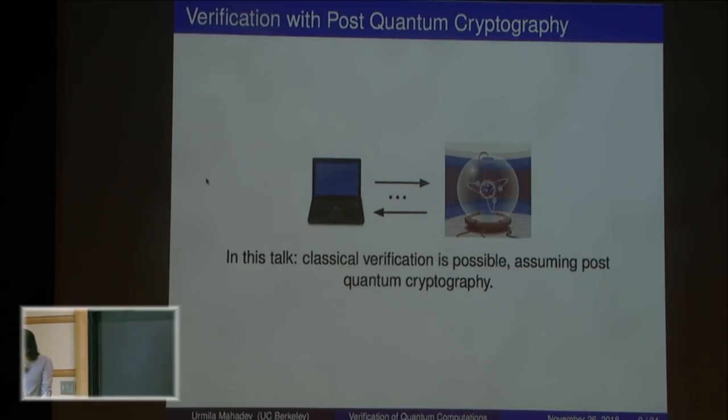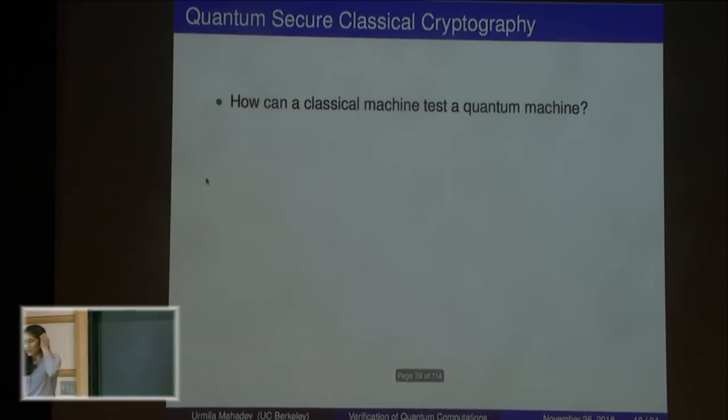So I assume that the power of the quantum prover is limited, meaning that there are some problems that an efficient quantum computer cannot solve. And I'll talk a bit more about this in one slide, but for now all I'm saying is classical verification of quantum computations is possible, but I do need an assumption on the types of problems that a quantum computer is able to solve. Okay, so now I'll tell you more about what that means.